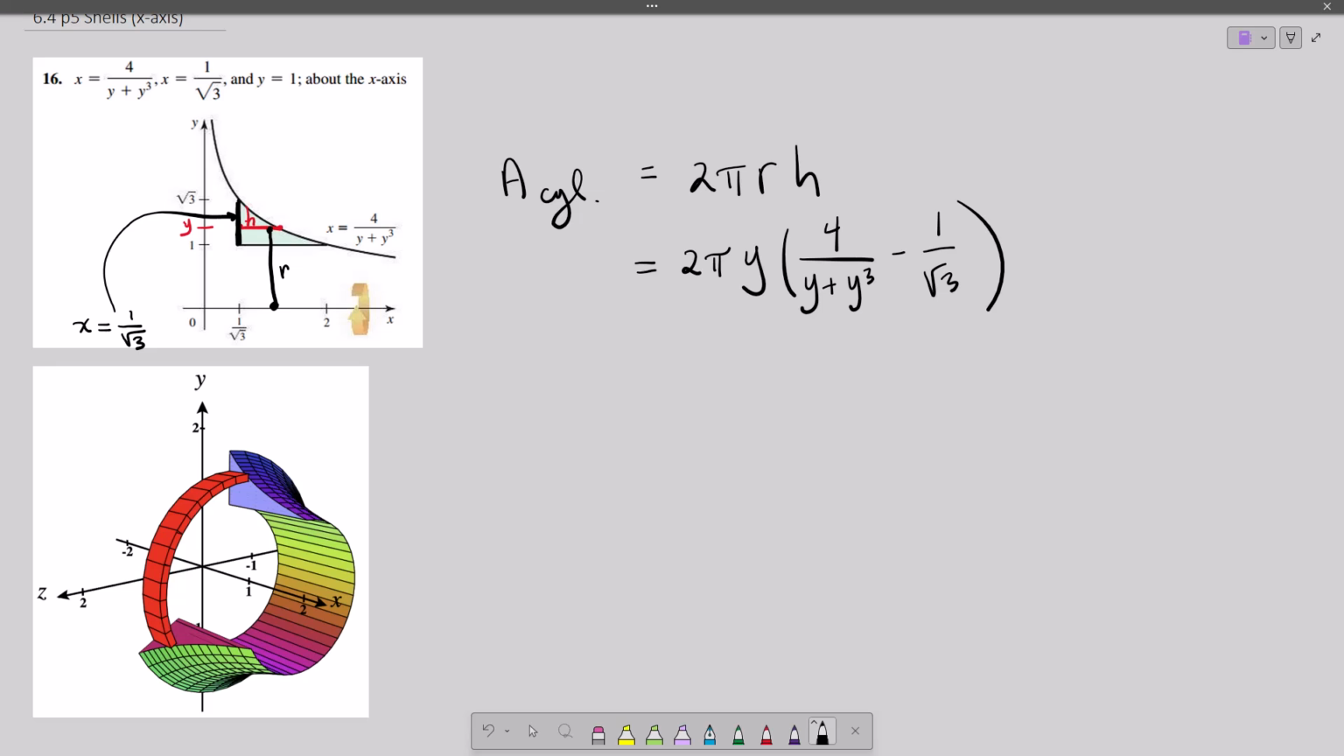So volume is the integral here, so we can factor out the 2 pi. We'll talk about our limits of integration in a second. We're going to distribute this y across, and what I notice is that when we distribute the y, in this first place there's a cancellation, and then over here, 1 over root 3 times y, or you can put the y in the numerator, it doesn't really matter, whatever helps you integrate more easily.